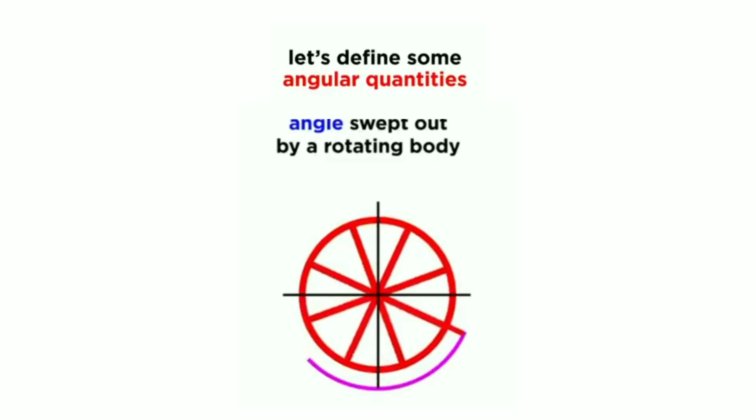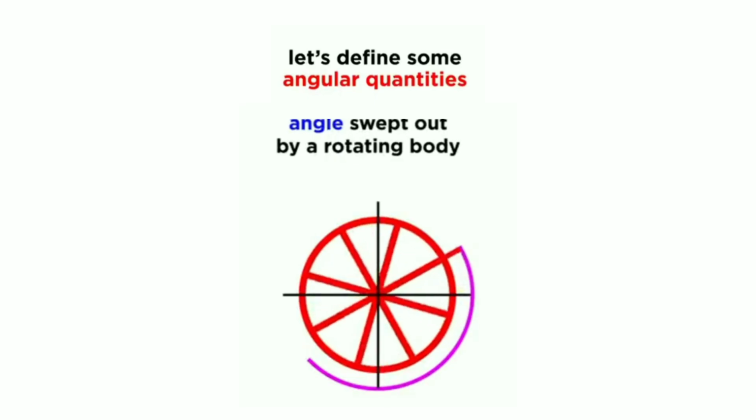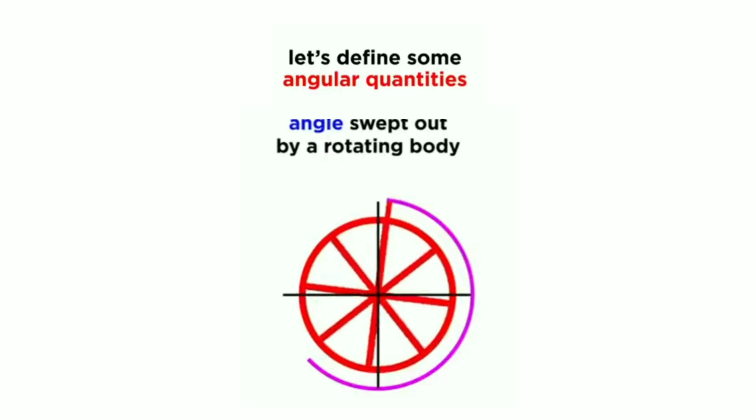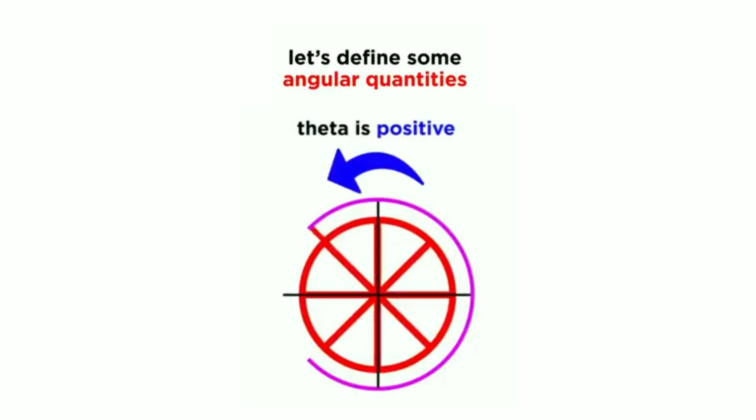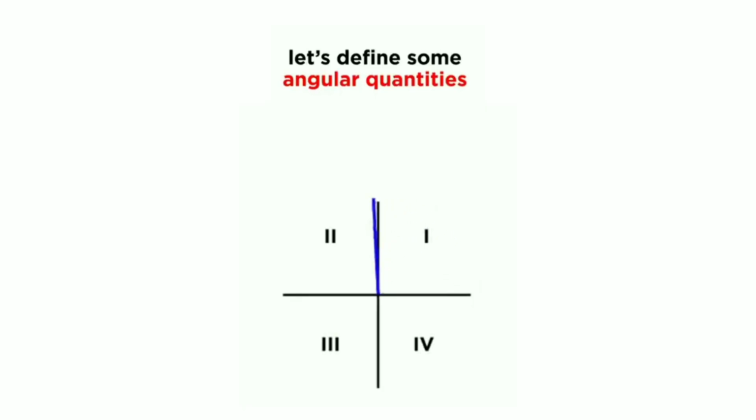To do this, we can begin to discuss certain angular quantities. Angular displacement, represented by theta, will be the angle swept out by any line passing through a rotating body that intersects the axis of rotation. This value will be positive if the motion is counterclockwise and negative if clockwise.